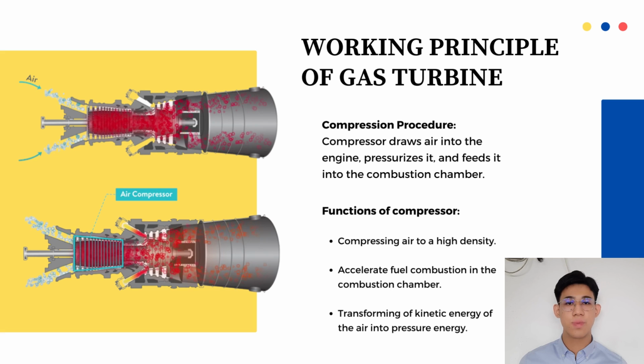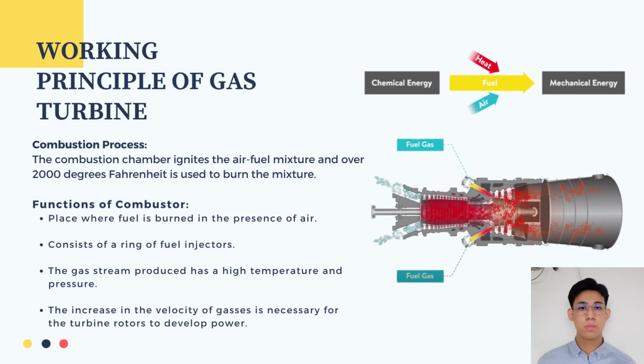The second process is compression. The compressor is responsible for compressing the air to a high density, which helps to accelerate the fuel combustion in the combustion chamber. The compressor draws air into the engine, pressurizes it, and feeds it at hundreds of miles per hour into the combustion chamber. This process involves transforming the kinetic energy of the air into pressure energy.